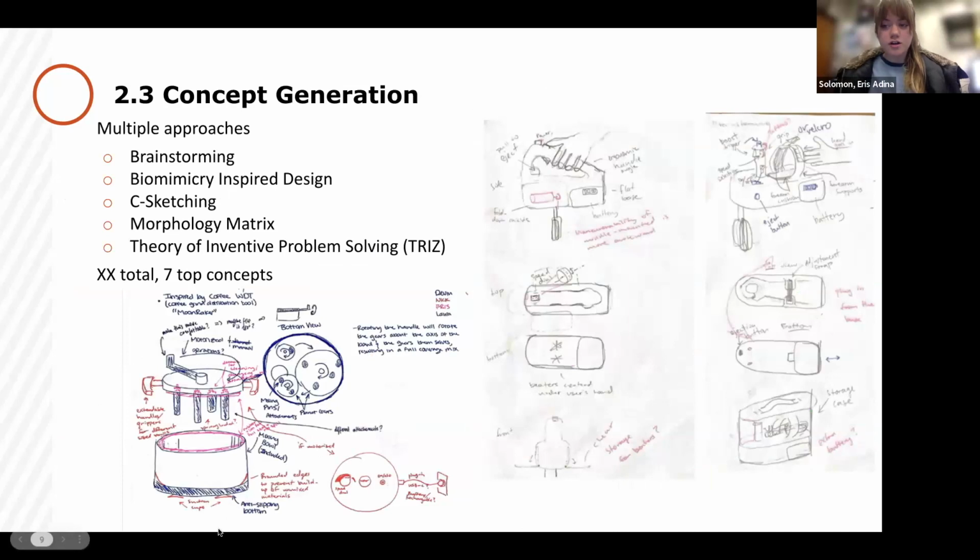After identifying our target values, we started concept generation using 5 main approaches: brainstorming, biomimicry-inspired design, C-sketching, morphology matrix, and the theory of inventive problem-solving, or TRIZ. These 5 approaches yielded 17 total concepts, but 7 top concepts. Our 5 main ideas were structured around the actual shape of the product.